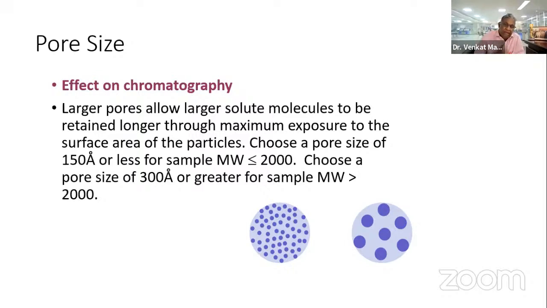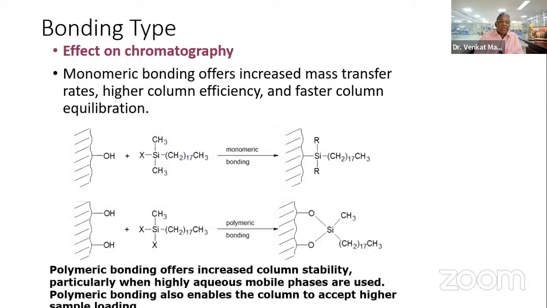That is why, when I define my compound, I look at what molecular weight range it falls in. Because if I know whether I am working below 2000 or above 2000, I can choose a column of the right pore size to make my separation successful. That is why this parameter is very, very important for us.